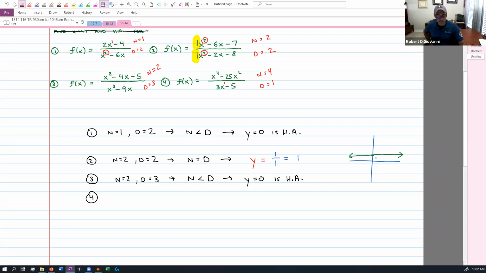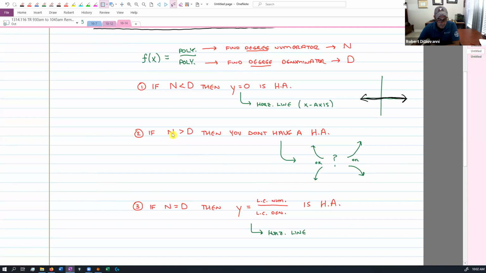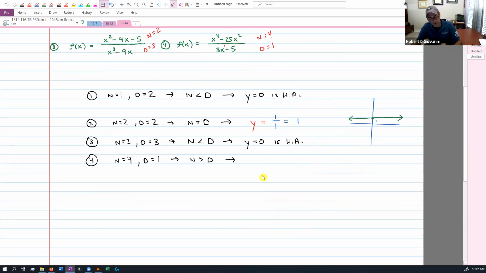And then on the fourth one, the numerator's degree is 4, and the denominator's is 1. In this case, the numerator's degree is bigger than the denominator's. And what happens when that happens? If the degree of the numerator is bigger than the denominator? Yeah, we don't have one, right? That's going to tell us that the left side's going to go up or down, the right side's going to go up or down. So no horizontal asymptote. Okay.